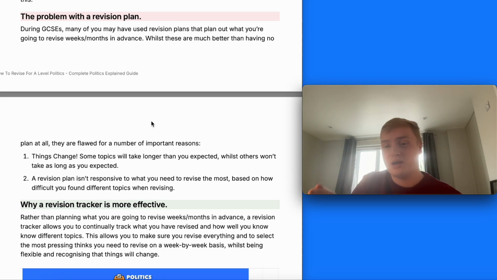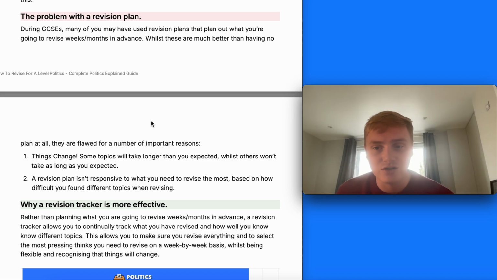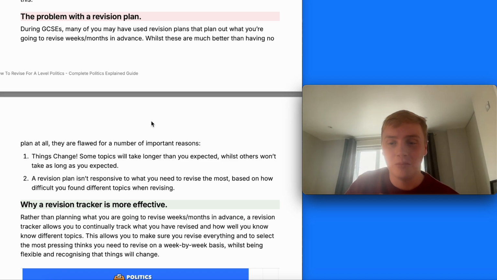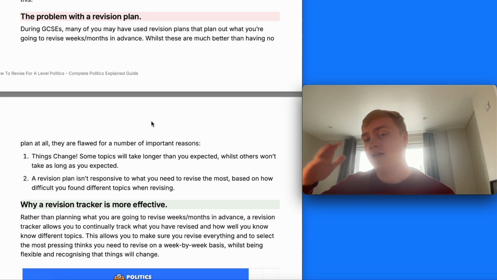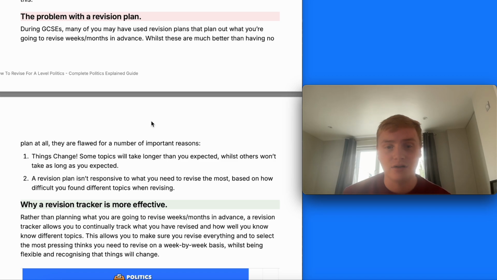So what's different between a revision tracker and a revision plan? The problem with revision plans, and what I mean by this is something you may have done during your GCSEs or in the past, is where you try to plan weeks in advance or months in advance: this is what I'm going to revise on these particular days to make sure I cover everything. Therefore, by the exam, I'm going to have covered everything. Definitely better than not having a plan at all, but they're flawed for a number of reasons.